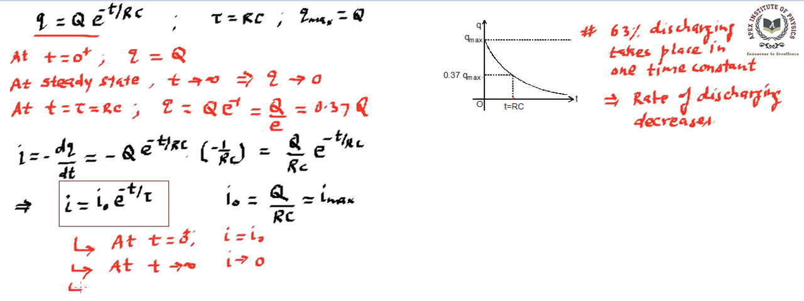Similarly, at t equal to tau, that means after one time constant, how much is the current? You place t equal to tau, so it's I naught by e, I naught divided by e, and we know this number becomes 0.37 I naught, which says the current also decreases by 63%, and it remains 37% of the maximum current.